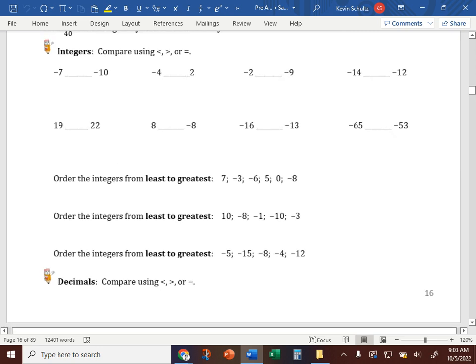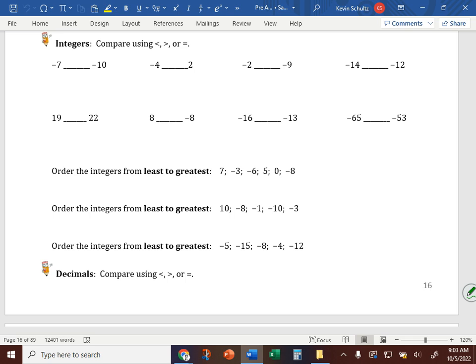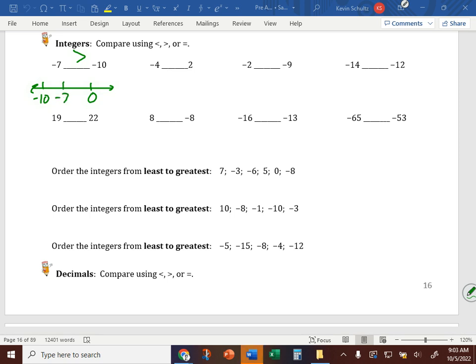Looking at -7 and -10, it says compare using less than, greater than, or equal to. Who would like to share? Raise your hand. What symbol should go between -7 and -10? Is it -7 greater than, less than, or equal to -10? Adrian. It is greater than. Okay. If you think about that on a number line and where those numbers are, -10. -7 is closer to 0. It's further to the right. Therefore, it's going to be greater than -10.